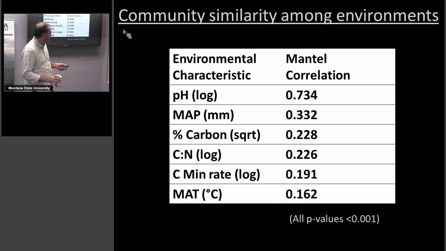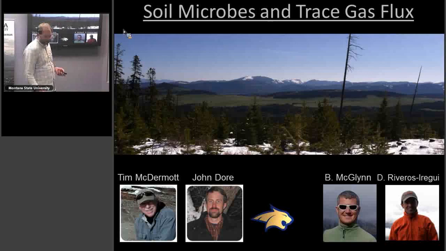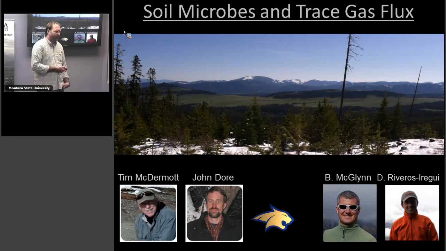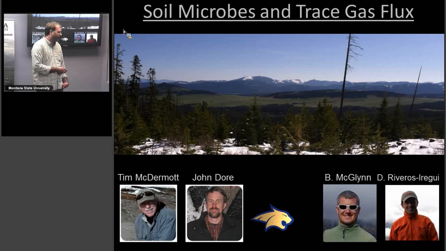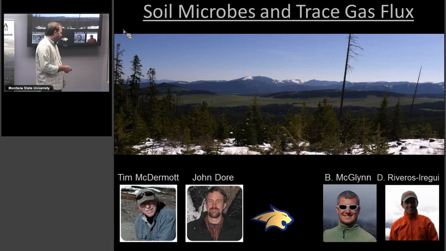And then, are those same factors what's driving community assemblages at the local level? At the local level, we're looking at soil microbes and trace gas effects. This is with Tim McDermott and John Doerr from MSU, and then Brian McGlynn and Diego Riveros, previously from MSU, now in North Carolina. This is a long-term project of Brian McGlynn's at the watershed level. He's a watershed hydrologist. John Doerr is a biogeochemist. Tim and I are doing the microbes. It's a really cool interdisciplinary project that's bringing together different expertise.